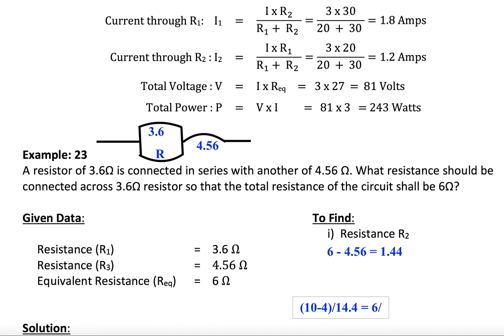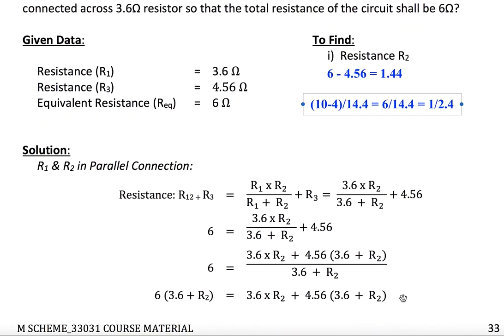6 by 14.4. It will go by 6, no problem. So 1 by R equals 1 by 2.4, since 6 2s are 12, 6 4s are 24. So R equals 2.4 ohm.